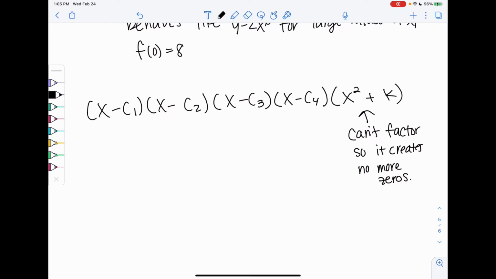So x squared alone would have a 0 of 0, right? So we can't do x squared because then we get a 0 of 0. So we need maybe like x squared plus 1, right? Because if you solve that, you would get x equals plus or minus i. So those aren't real zeros. Or it could be x squared plus 9, right? X squared plus 2, right?